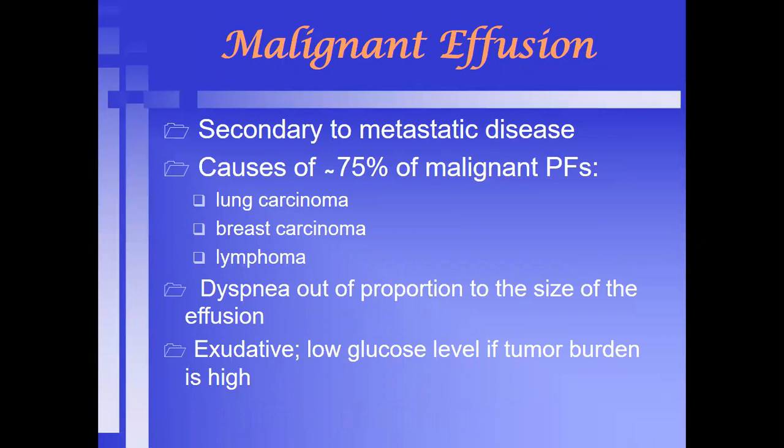This can be due to several factors, which might include myopathy. So your patient's respiratory muscles have become weakened. So the pleural effusion is another problem that leads to worsening dyspnea for these patients. Okay, so the pleural fluid for these patients is always exudative. And if you have a low glucose level, then that patient will probably have a higher tumor burden.